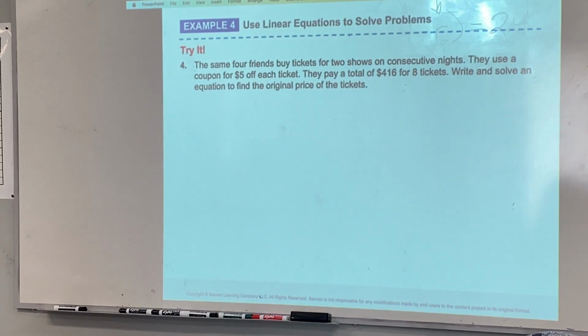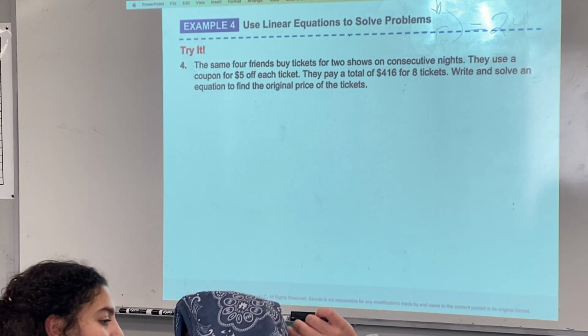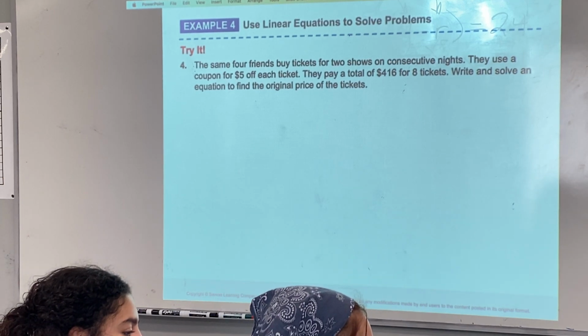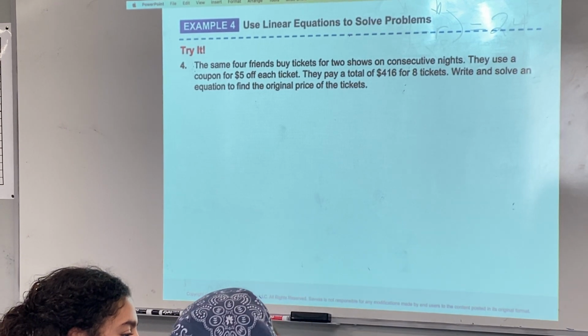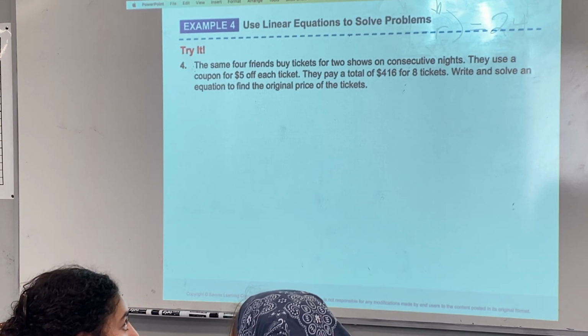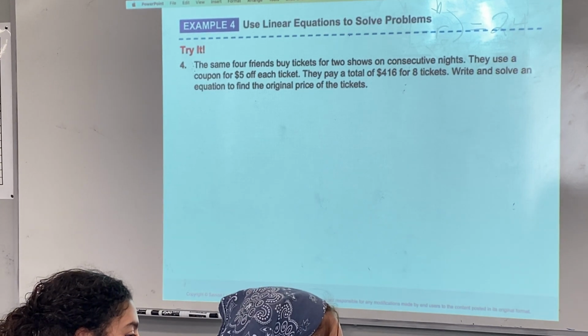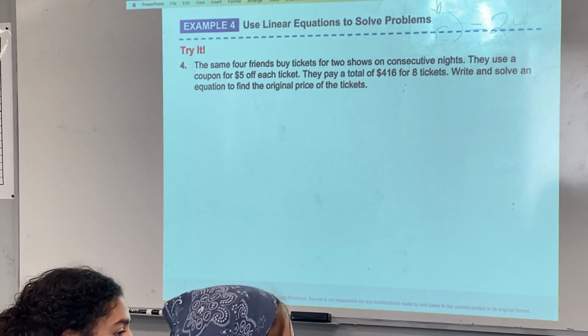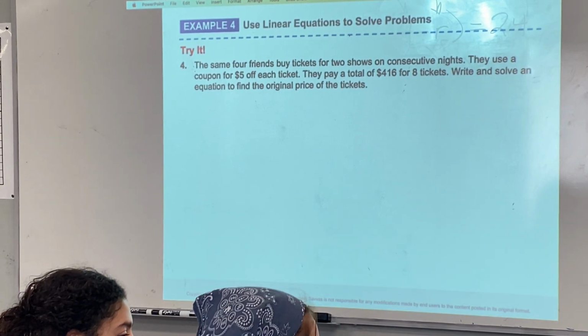It was P, remember we took our tickets. P minus 15, that was in parentheses, and what did we multiply it times? So I want you to write that. We're not working on this try it yet. I want you to write the equation that we used for example 4. It was 4 tickets, so it was 4.